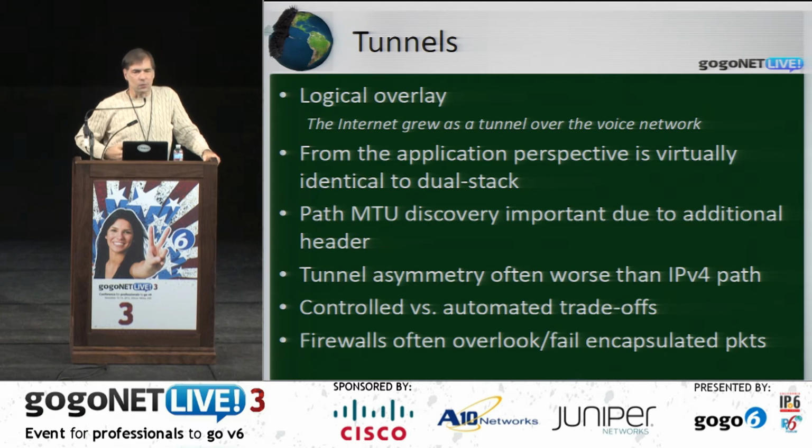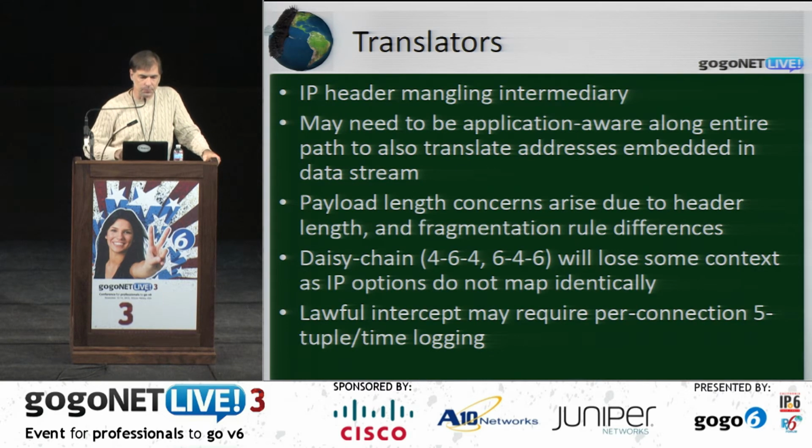Firewalls will often do one of two things. They'll completely ignore V6 tunneled traffic, or they'll completely block it. Neither of which is really desirable. You really want to have a way to drop the V6 traffic out of a tunnel, run it through a real firewall, and then figure it out on the other side. Translators. This is the last thing you should ever think of doing.